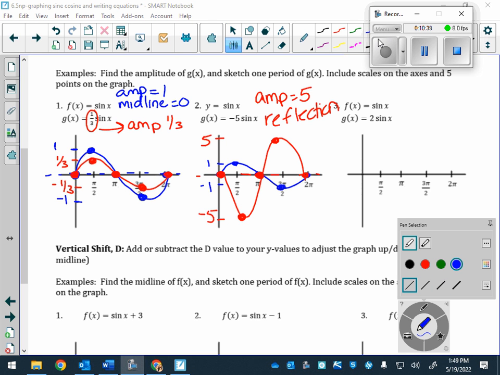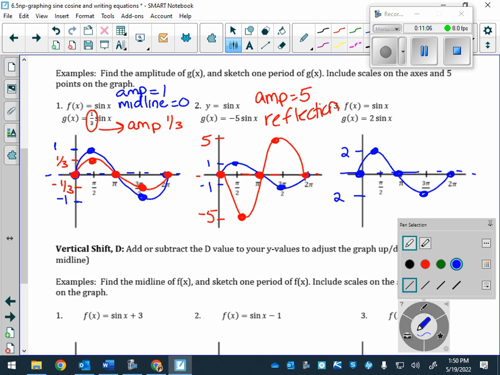What is our amplitude? 2. Our midline is still the same. 2 and negative 2. We still start at 0. Pi over 2, where would I be? What value? 2. And then where? Good. Perfect.